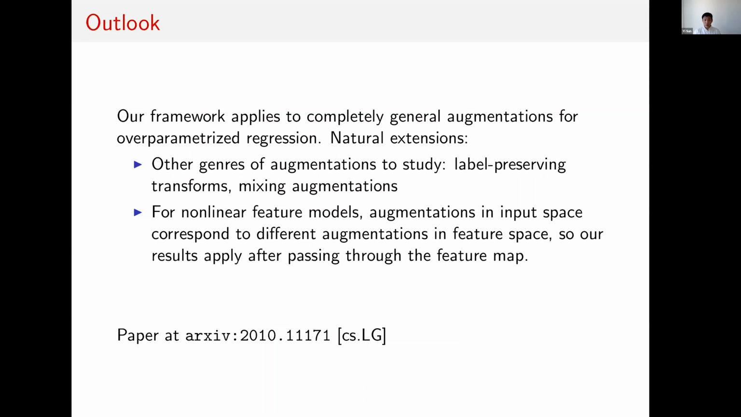Secondly, obviously, most models in practice are nonlinear. So one might ask what the relevance of this linear regression setting is. Well, one answer would be that for a nonlinear feature model, augmentations in input space, once passed through the feature map, simply correspond to some different augmentations in feature space. So one can translate our main result for fixed nonlinear feature models to a result for those simply by passing the input augmentation through the feature map to feature space. So you can check out our paper on arXiv at the URL below, and I'm happy to take some questions.